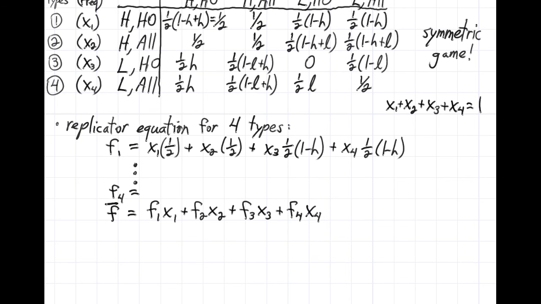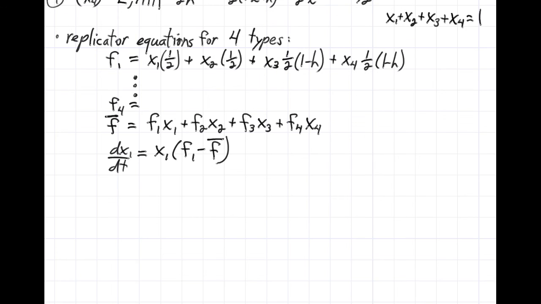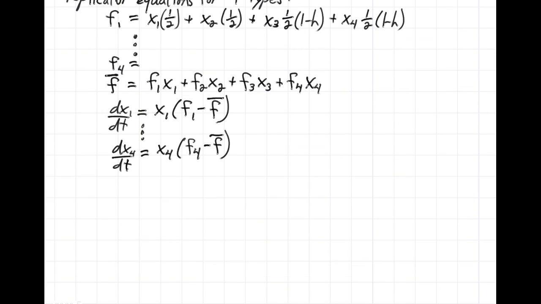Now, in this case, there's going to be 4 replicator equations, and each of them should have the same form. dx1/dt is equal to x1 times f1 minus f bar. We can't use the other form because that was specific to just having 2 types in a population. This is the more general form. And we'd continue that on, and then we'd have to work the math. And it can be a little tricky because things are getting a little bit out of control here.